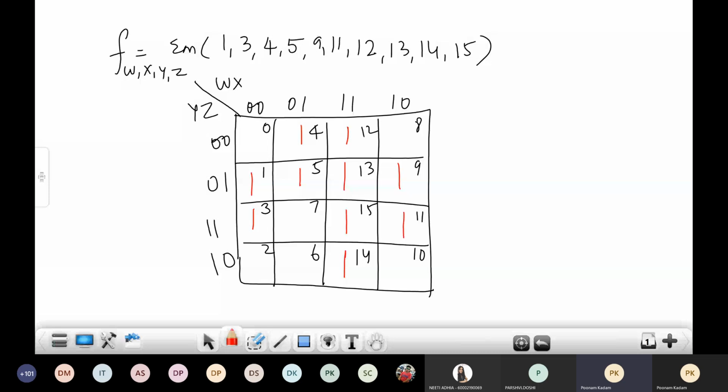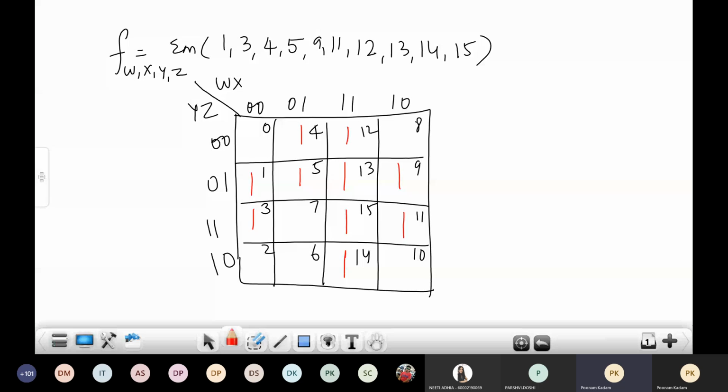Now start forming groups of ones. How many prime implicants are there? How many prime implicants are you getting? Some say 4, some say 5, some say 3. Those who are saying 5 are correct.